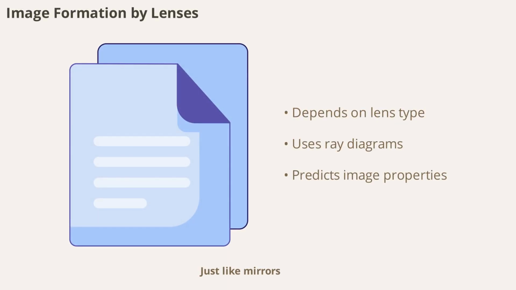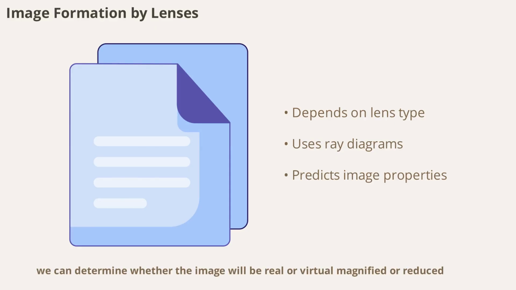Just like mirrors, lenses form images based on their type and the object's position. By applying the lens formula and ray diagrams, we can determine whether the image will be real or virtual, magnified or reduced, upright or inverted. This understanding is crucial for designing everything from eyeglasses to cameras.